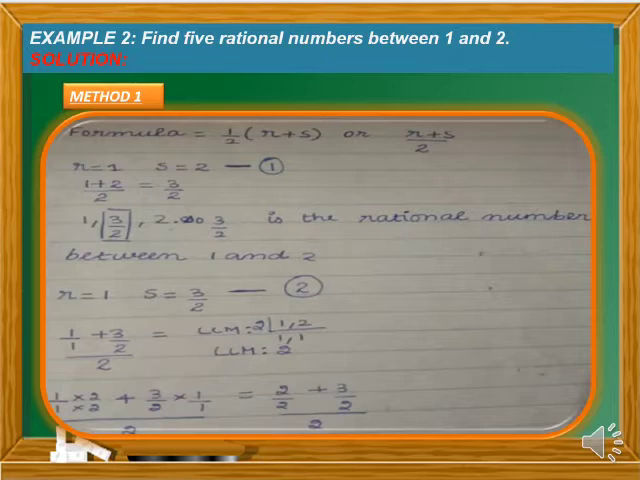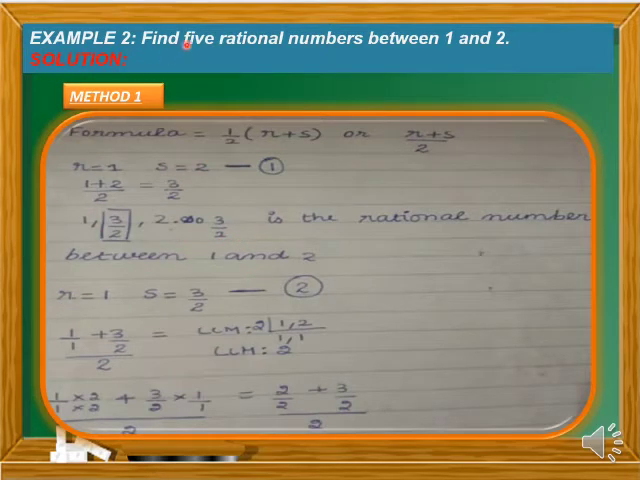So next, R is equal to 1, S is equal to 2. According to this formula, I am going to add both. So (1 plus 2) by 2, which is equal to 3 by 2. 2 plus 1 is equal to 3, and the denominator 2 remains the same. So the first rational number between 1 and 2 that I have represented here is 3 by 2.